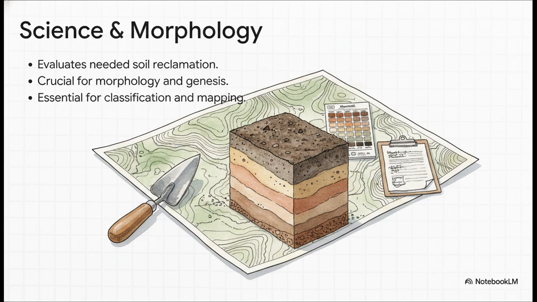For scientists who are mapping our environment, texture is the absolute cornerstone. It tells us exactly how much amendment is needed if we're trying to reclaim damaged lands. It's also totally crucial for understanding soil morphology and genesis, which is essentially the story of how the soil formed in the first place. That allows for really accurate classification and mapping across different regions.